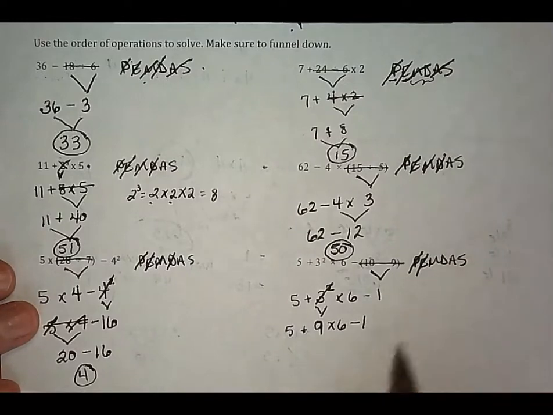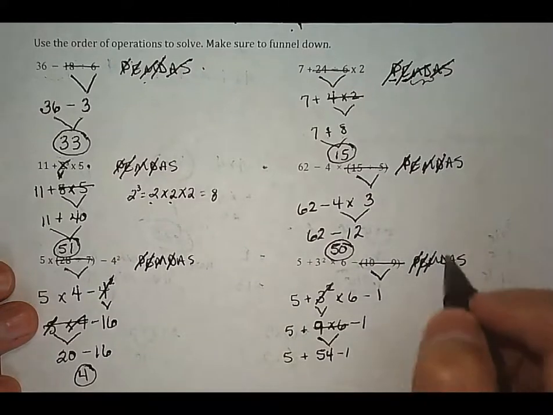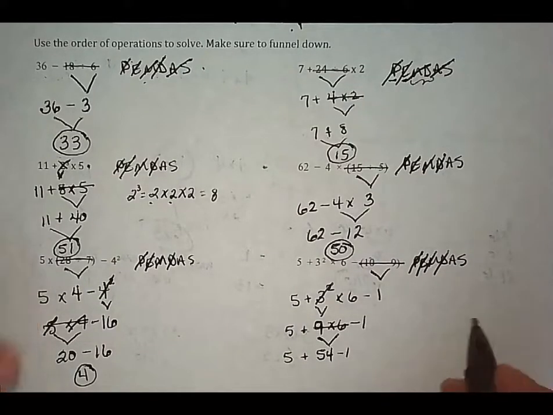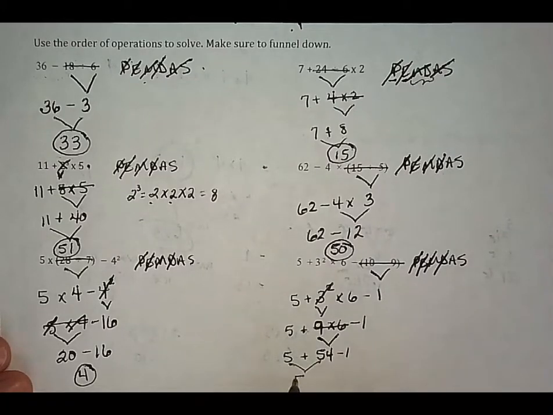Okay, multiply or divide. Well, here's a multiply. 9 times 6 gives us 54. That's gone. Bring the rest of our problem down. Look for more multiply or divide, nothing else, so we're done with those. And then finally add or subtract. Now add or subtract in order from left to right. So we do this 5 plus 54 first, which would give us 59. And then finally we're going to subtract that 1, and so our final answer is 58. Oh, I hope you got that.